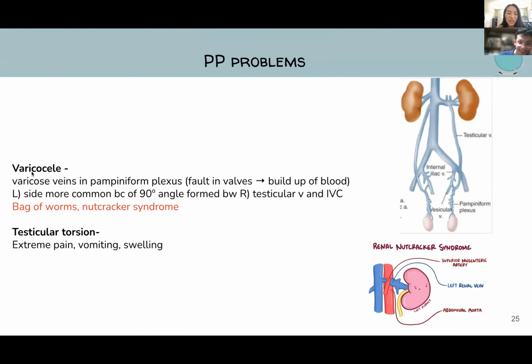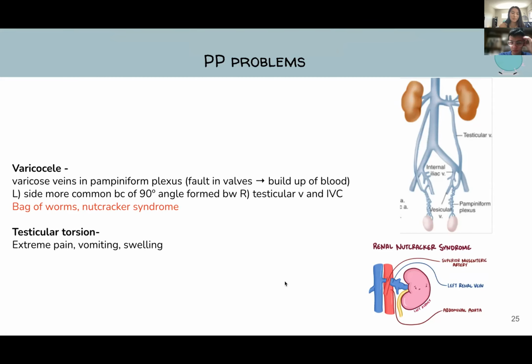So the 2 big ones that they want you to know are varicocele and testicular torsion. Lots of buzzwords here, but bag of worms sign is basically when the testis is on a 90-degree angle and twisted, actually no, that's torsion. The bag of worms is when the scrotum looks really bumpy.